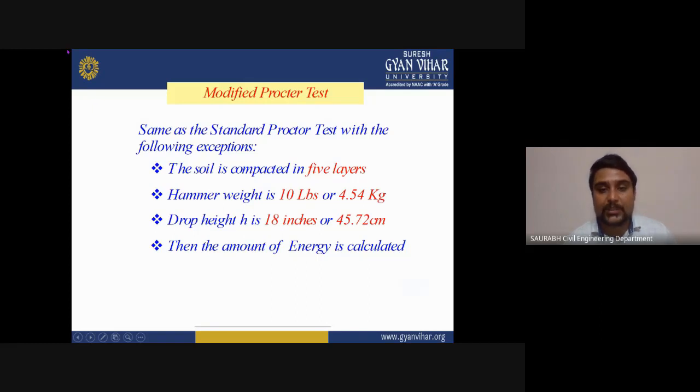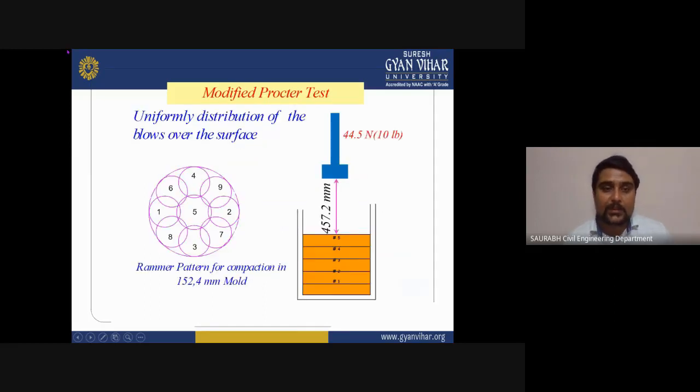The soil is compacted into 5 layers. Hammer weight is 10 lbs, which is equal to 4.5 kg. Drop height h is 18 inch or 45.72 centimeter, and then the amount of energy is calculated. Blows are uniformly distributed over the surface. As you can see here, there is a Rammer pattern for the compaction which you need to perform during this test.